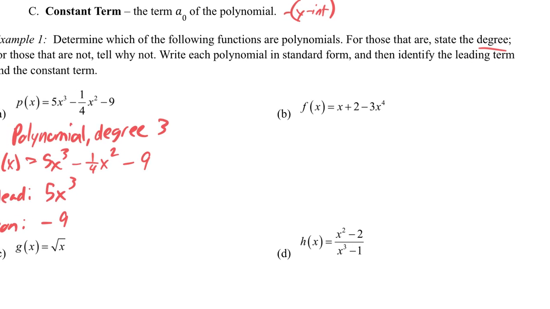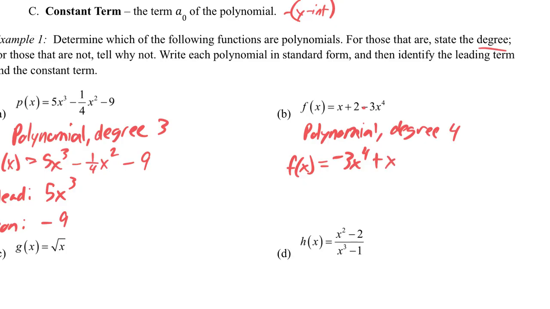Then in B, is that a polynomial function? Exponents are positive whole numbers, so this is a polynomial. What's the degree of this polynomial? It is 4. That's an example of one that's not in standard form. So I need to rewrite this one, and that x to the 4th term needs to come first. The negative is attached to the 3, so it's negative 3x to the 4th. Then I have a positive x, so plus x, and then plus 2.